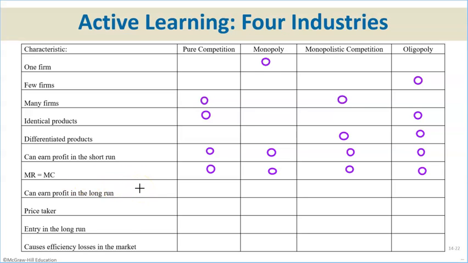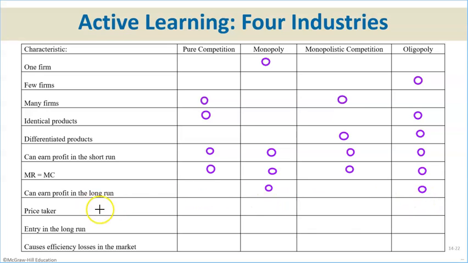Next characteristic, can earn profit in the long run. This can only happen in firms with barriers to entry. So monopolists have barriers to entry and oligopolists have barriers to entry. So they are able to earn profit in the long run.